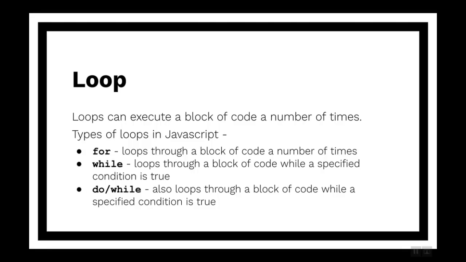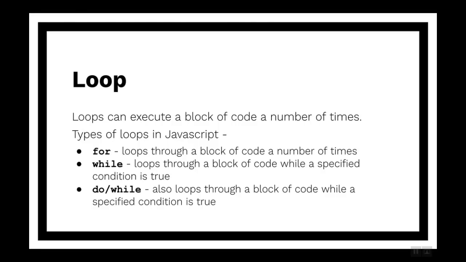Loops. Loops are a block of code that can be executed a number of times. So we have three types of loops. We have for loop, we have while loop, and we have do while loop. In terms of for loop, we run the block of code n number of times. The n, that is the times that the code has to be repeated, is provided by the developer.